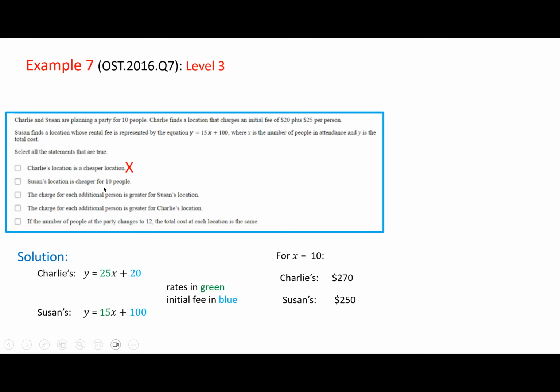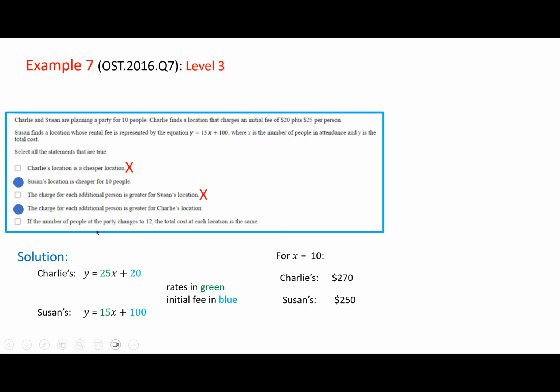Susan's location is cheaper for 10 people? Yes. See? The charge for each additional person is greater for Susan's location. Is this greater than this? No. The charge for each additional person is greater for Charlie's location? Yeah.